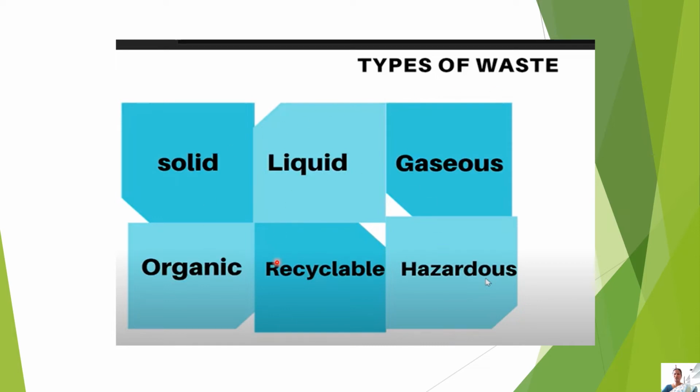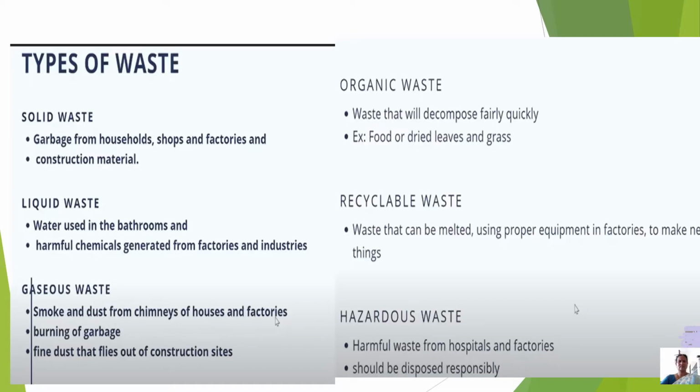Now let us know about waste and the different types. We have 6 types of waste: solid waste, liquid waste, gaseous waste, organic waste, recyclable waste and hazardous waste. Now let us look at the types of waste briefly. Garbage from households, shops and factories and construction materials are called solid waste. Water used in bathrooms and harmful chemicals generated from factories and industries are called liquid waste. Smoke and dust from chimneys of houses and factories, burning of garbage, and fine dust that flies out of construction sites are called gaseous waste.